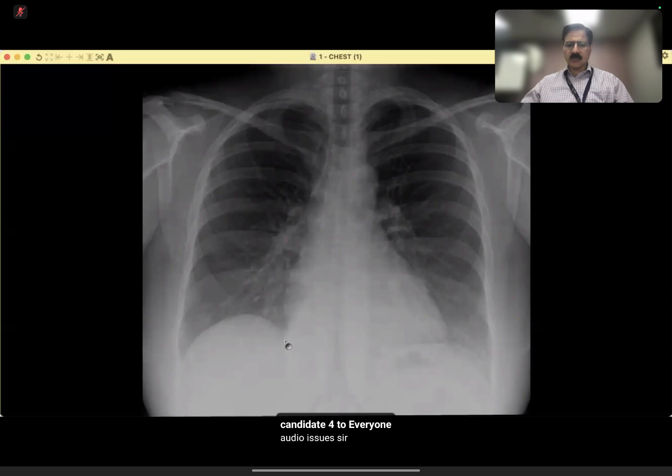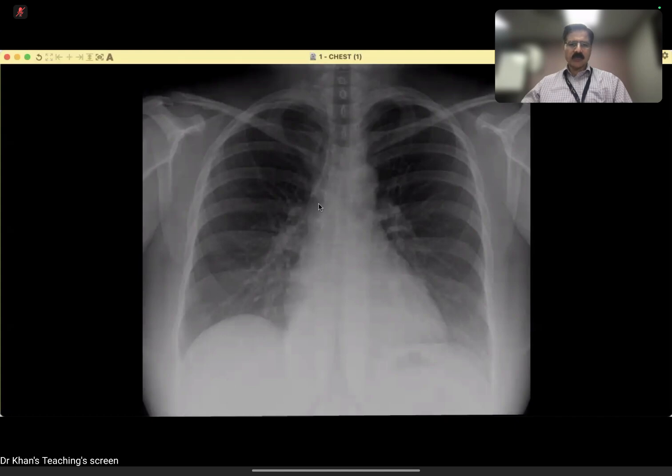Don't worry, candidate 4, I've taken over. So the candidate did very well, where picked up this finding here. But the key thing is, what can it be? It can be simply a posterior mediastinal lesion.